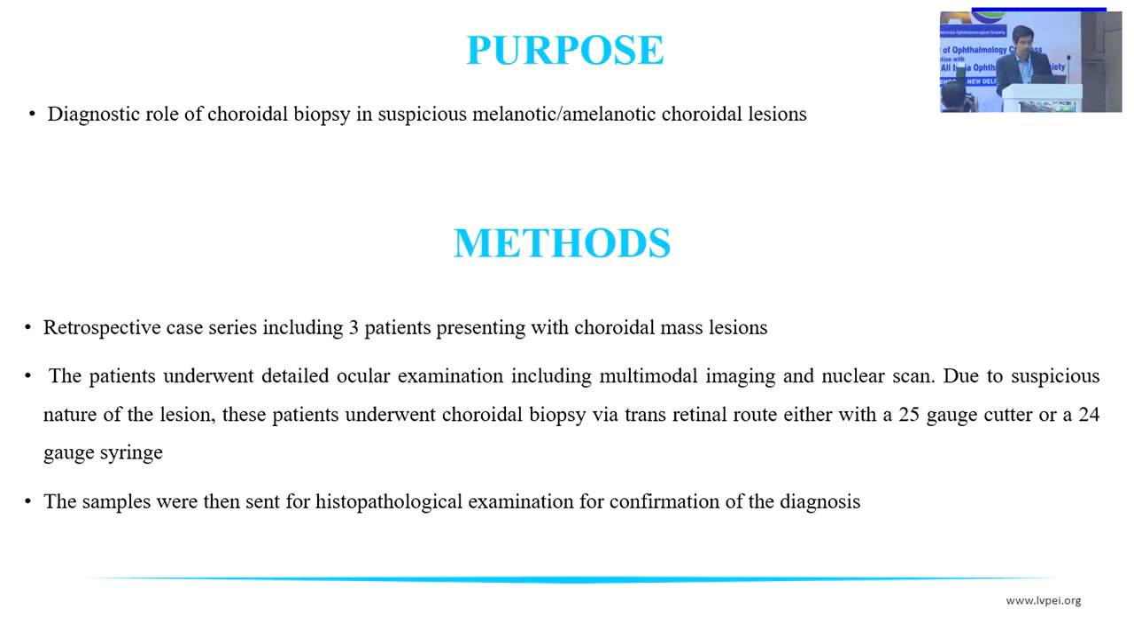The purpose of this study was to evaluate the role of diagnostic choroidal biopsy in suspicious melanotic or amelanotic choroidal lesions. It was a retrospective case series including 3 patients. The patients underwent detailed ocular examination including multimodal imaging and nuclear scans. Due to the suspicious nature of the lesions, the patients underwent choroidal biopsies via the transretinal route, either with a 25 gauge cutter or a 24 gauge syringe. The samples were then sent for histopathological examination for confirmation of the diagnosis.